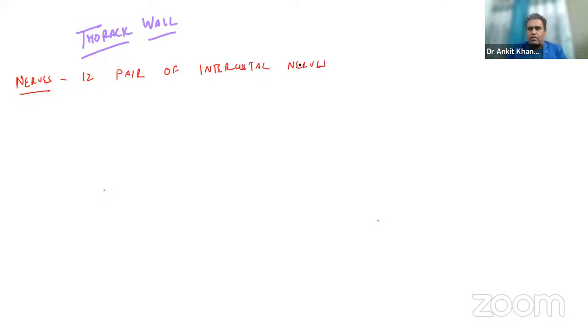Be with me. In the next 15-20 minutes, you'll understand many things. So this we know, there are 12 pairs of intercostal nerves. What are these? Nothing but thoracic spinal nerves. We have 12 thoracic vertebrae, so we have 12 pairs of intercostal or thoracic nerves.